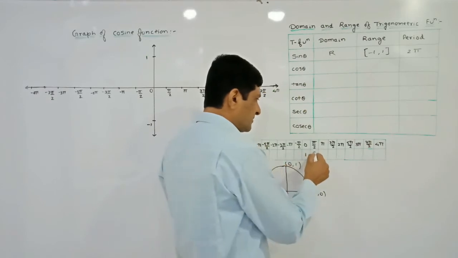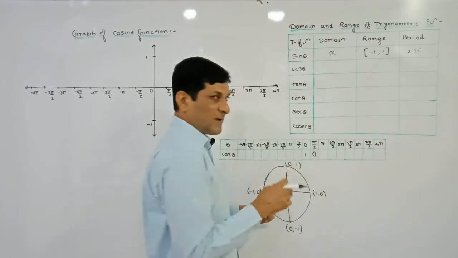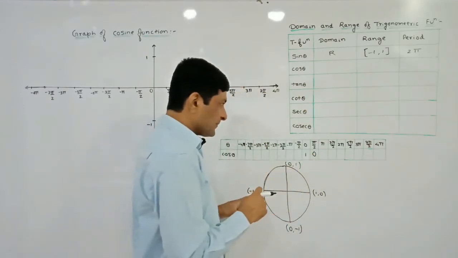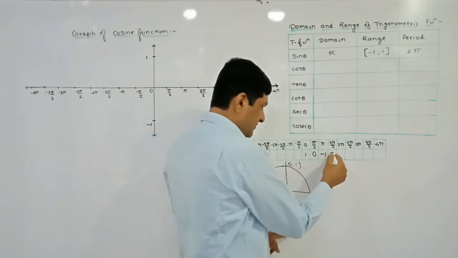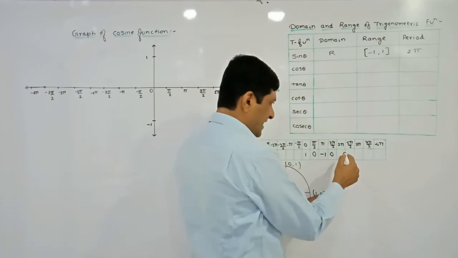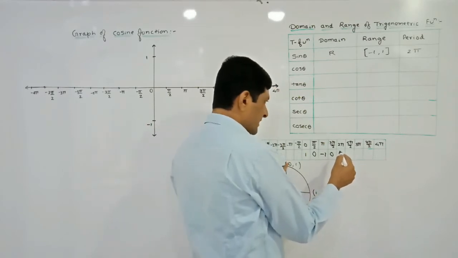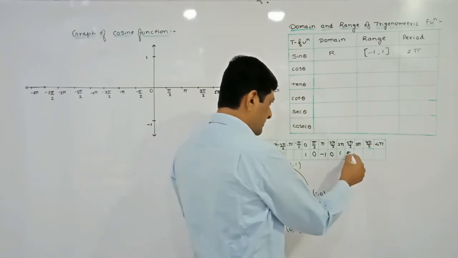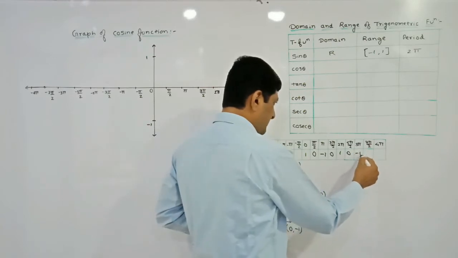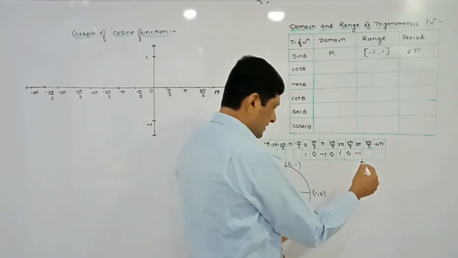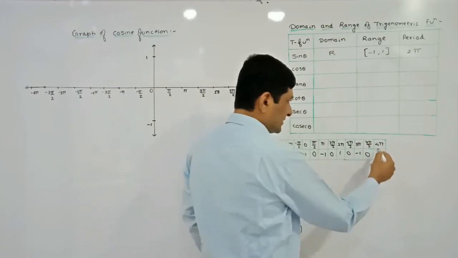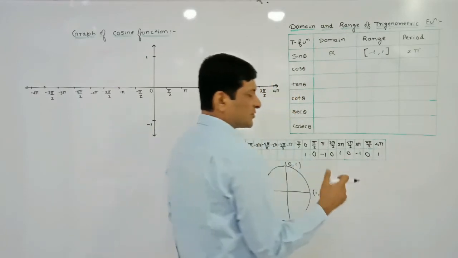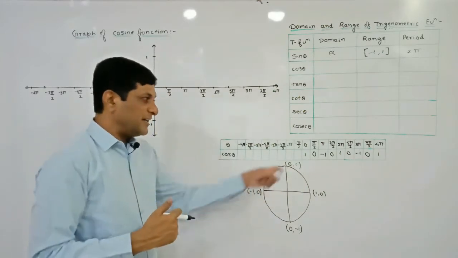For 90 degrees its value is 0, because the x coordinate is the value of cos theta. For 180 degrees its value is -1. For 270 degrees its value is 0. For 2 pi its value is 1. For 5 pi by 2 its value is 0. For 3 pi its value is -1. For 7 pi by 2 its value is 0, and for 4 pi its value is equal to 1. Now we find the same values on the negative side.